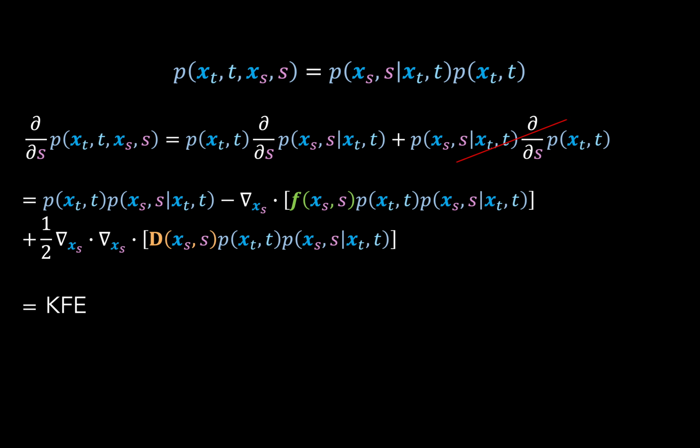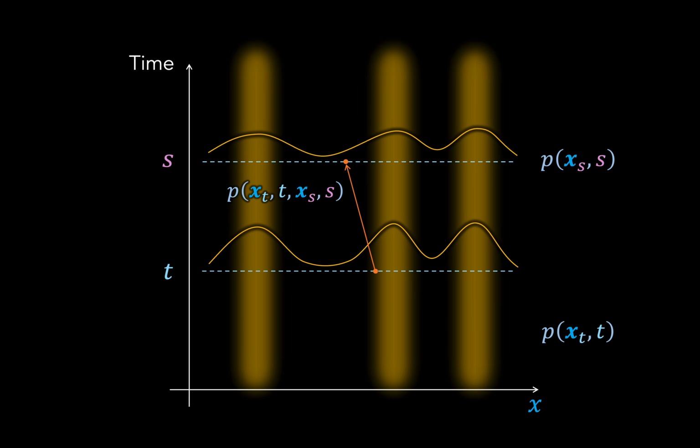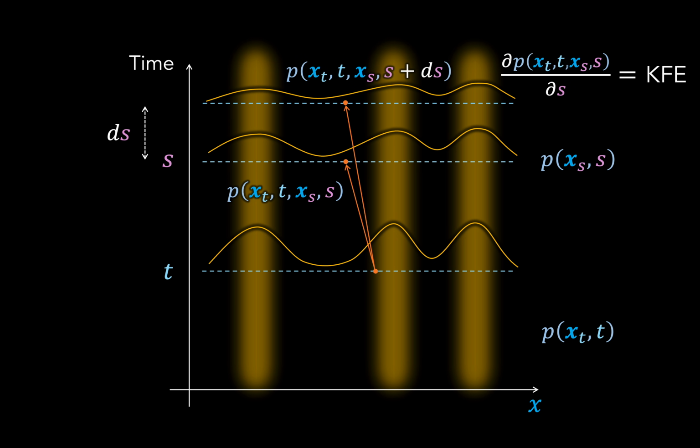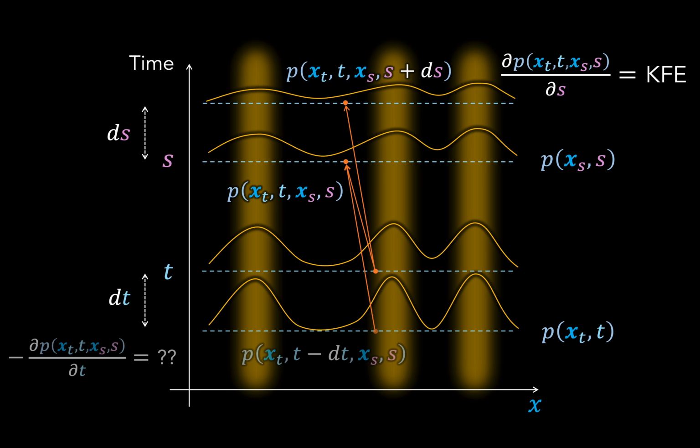So our marginal, our conditional, and our joint all evolve with the Kolmogorov forward equation when derived with respect to s. Now, this is good news for us. We've just shown that the forward equation governs how the joint density changes when we nudge s a bit into the future. So to find an equivalent evolution law for the reverse dynamics, all we have to do is nudge t a little bit into the past.